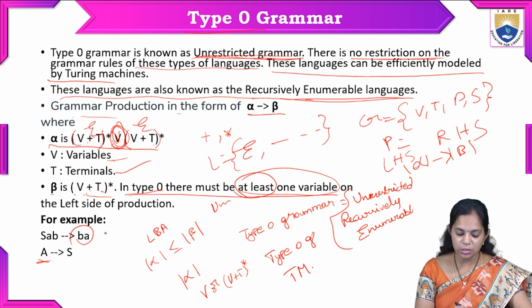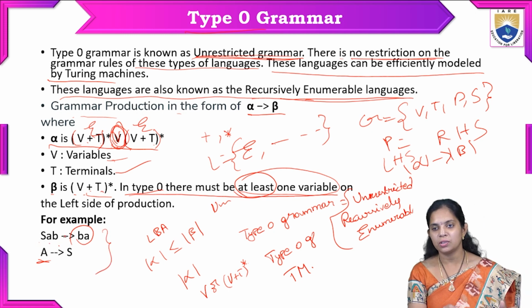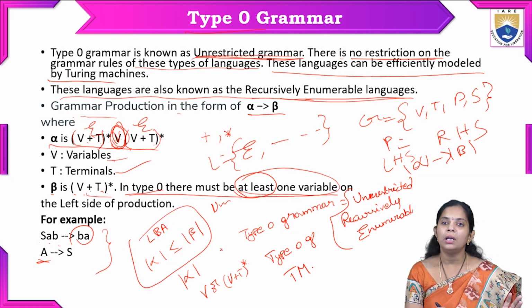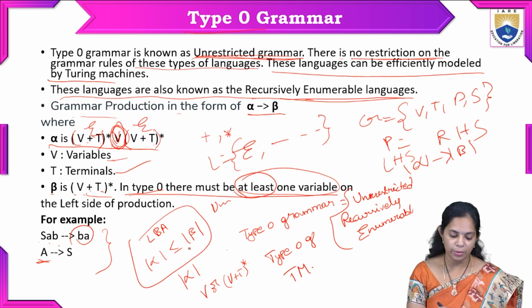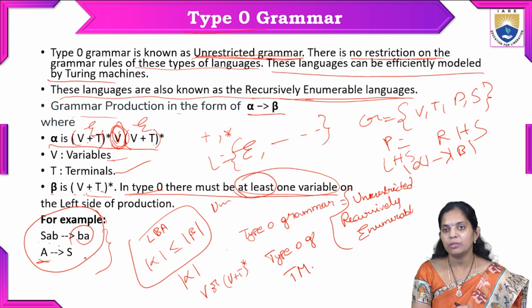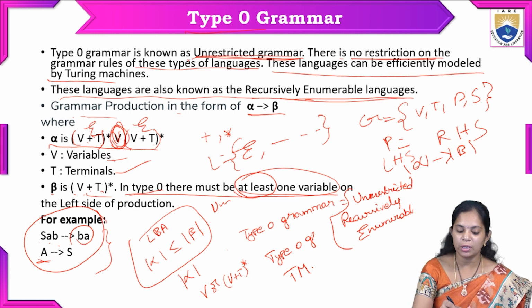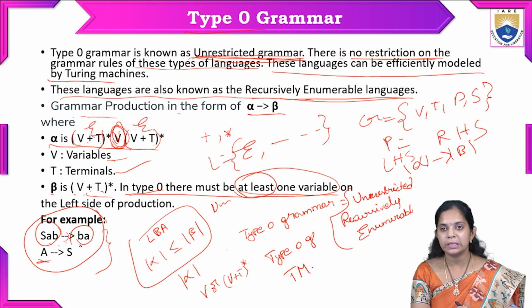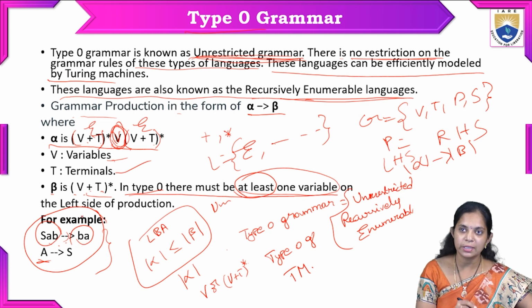So for these conditions, what is the example here? SAB. There is no length restriction. In the LBA, we have the restriction that the length of alpha is less than or equal to beta. But in the Turing machine, we don't have that kind of length restriction. That's why we named it an unrestricted grammar. And in SAB, the length of the left hand side is 3, and here the length is 2, and here 1, 2, 1, 1.